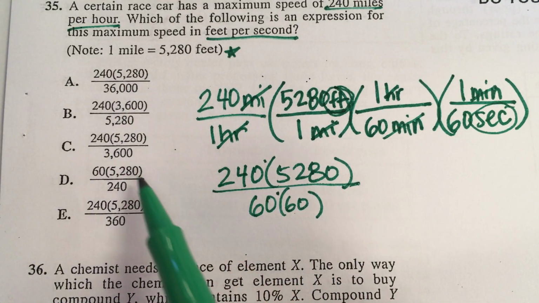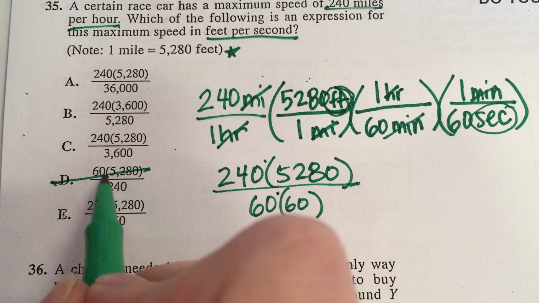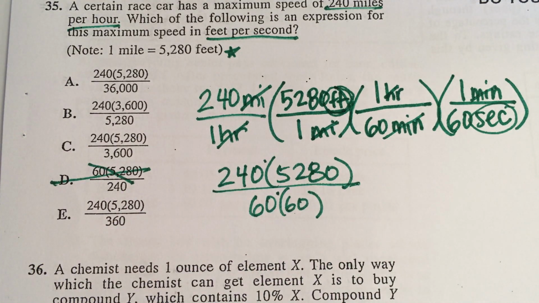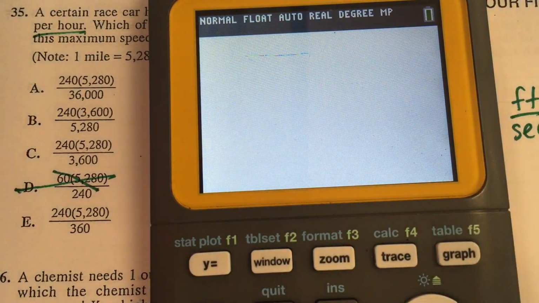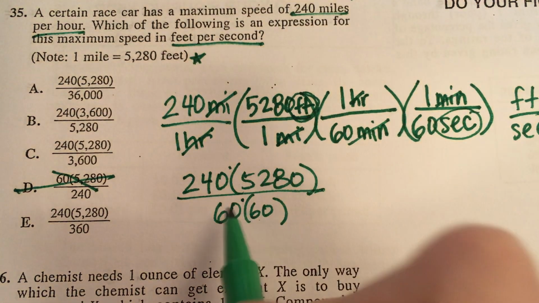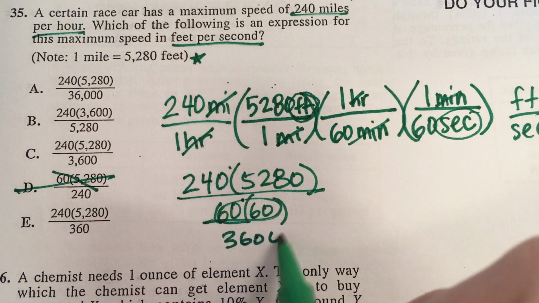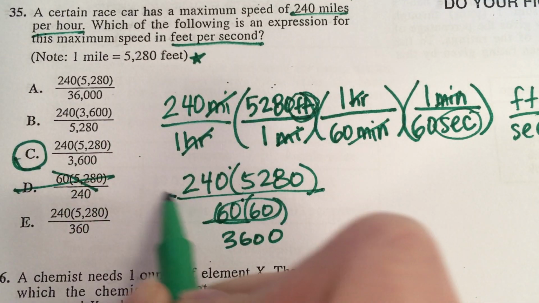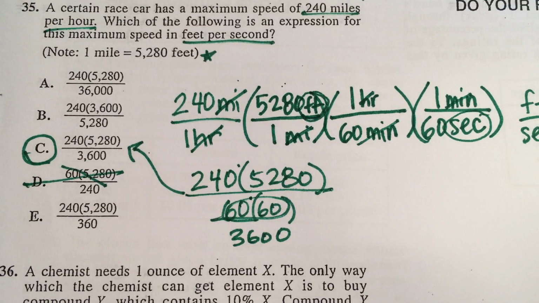So I see 240 and 5,280 on all of them except D. D doesn't have that on top. And then 60 times 60, I'm going to double check on my calculator. I have a good guess, but let's see, 60 times 60 is 3,600. So I want the bottom to be 3,600. And the one that I see is this one here, C. Right, so I can see that that one matches my problem here. And that is number 35.